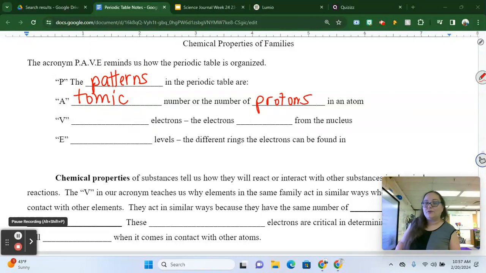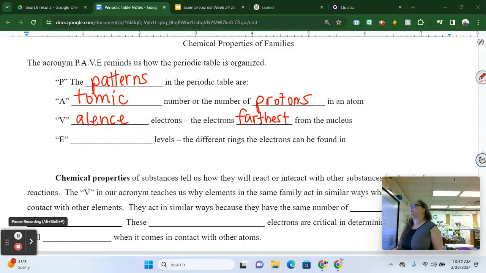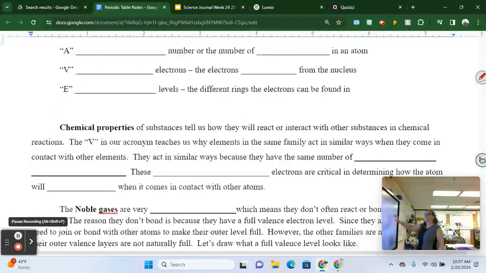What's the V stand for? That's right, the valence electrons. Those are the electrons farthest from the nucleus, those outermost electrons. And finally, energy levels. The period gives you the energy level. Going once, going twice. Oh, listen to me like I'm in class. Y'all can pause it if you need to.